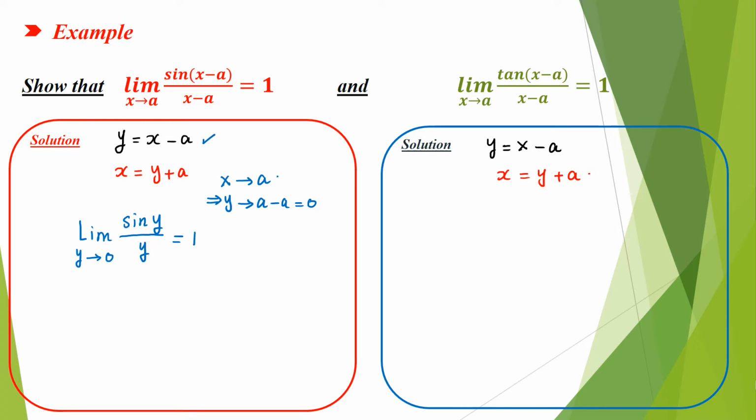In the same manner, in the second part, we have the limit of tan of x minus a, which is y, divided by x minus a, which is y, when y goes to 0, and the limit of tan of y divided by y equals 1.